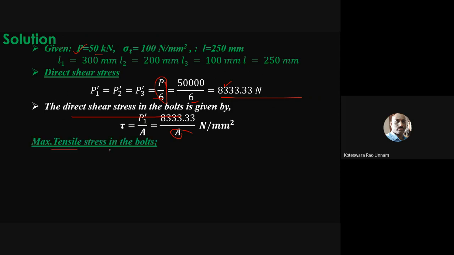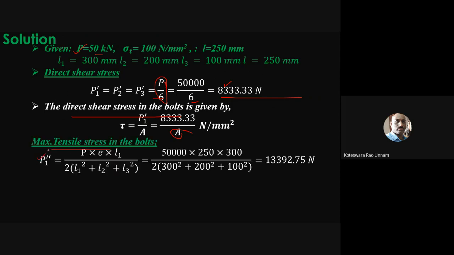Then similarly, the maximum tensile stress formula is this one: P1 double dash is P into E into L1 by 2 into L1 square plus L2 square plus L3 square. Here you have to calculate L1, L2, L3 because you have three sets. Earlier, while discussing the theoretical concept, we considered only L1 square or L2 square, where you had two sets only. Now here you have three sets. You have to take it like this.